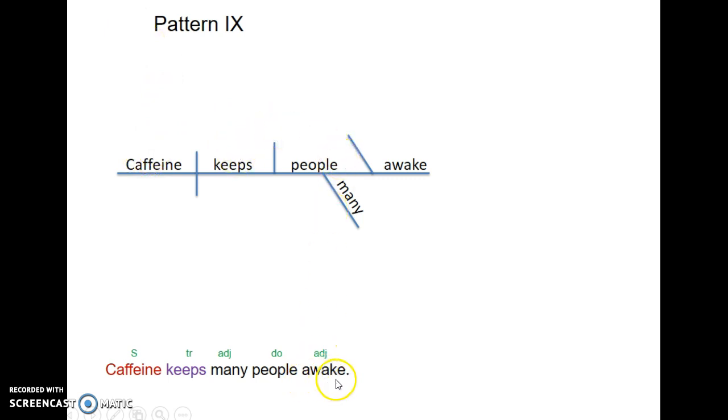That noun is followed by an adjective that is qualifying people. And so that is the objective complement, that backslash to show the relationship between the adjective and the direct object. And then we put our adjective many below people. So subject, transitive verb, direct object, and adjective at the end. It makes it a pattern 9 sentence.